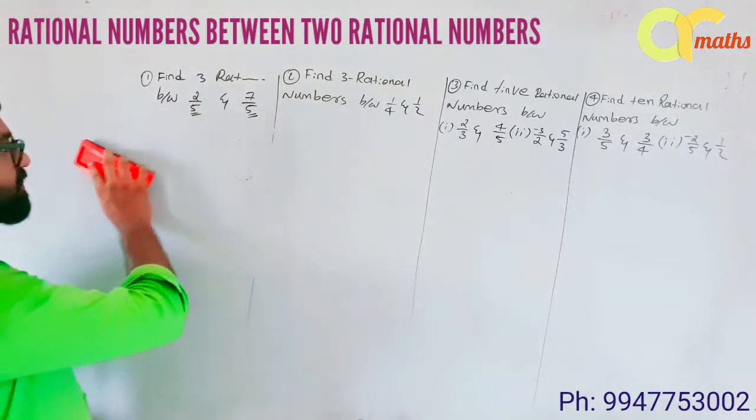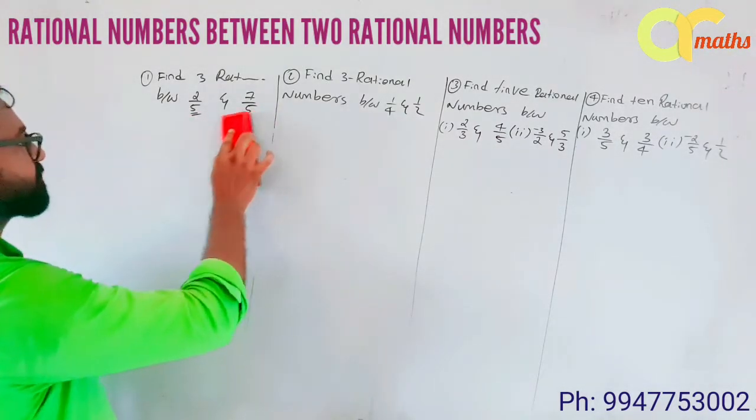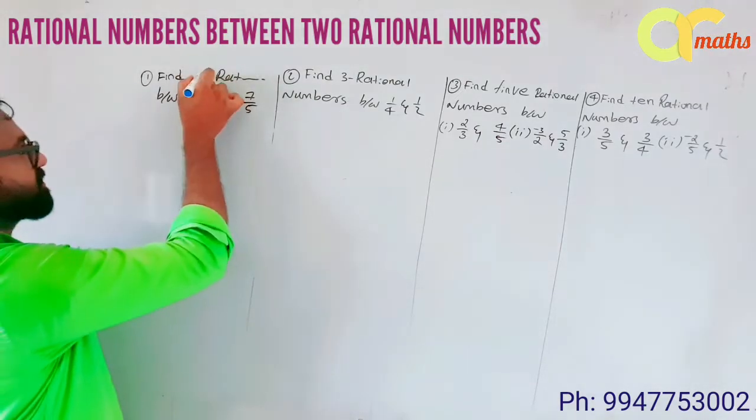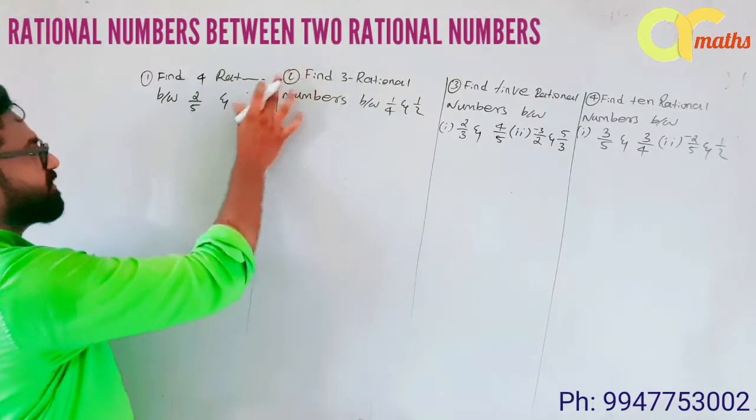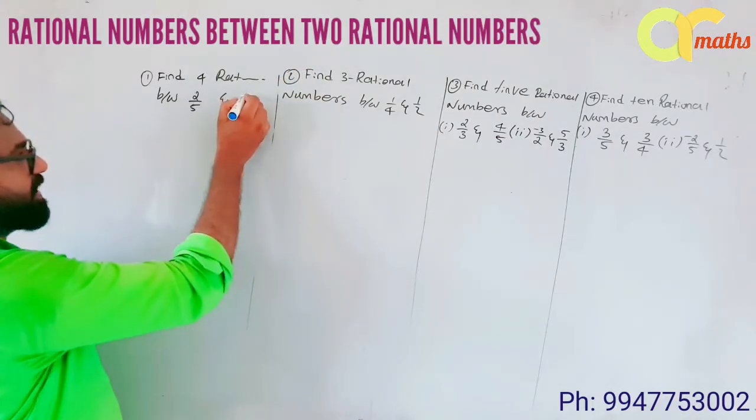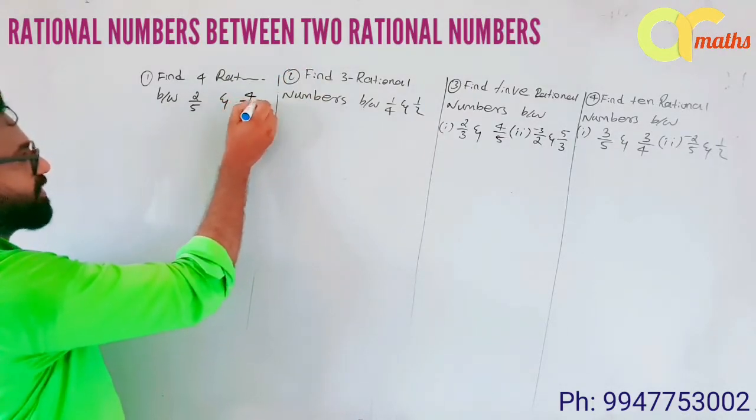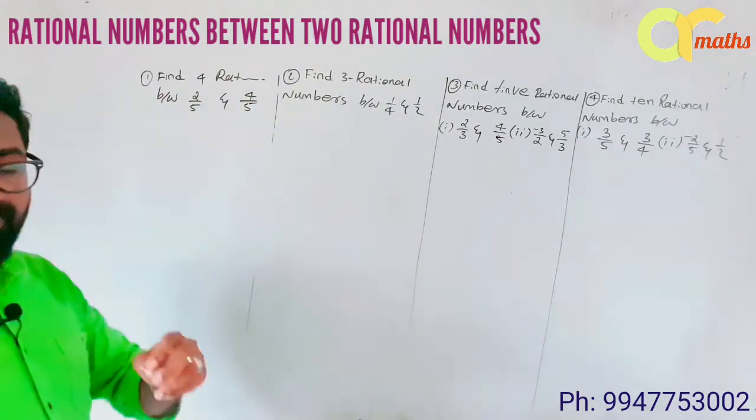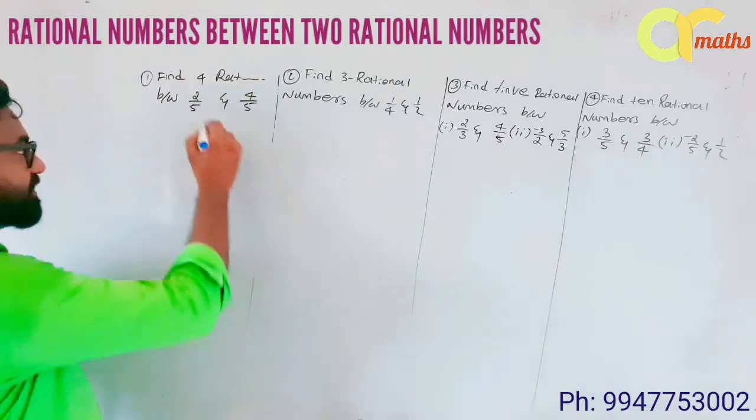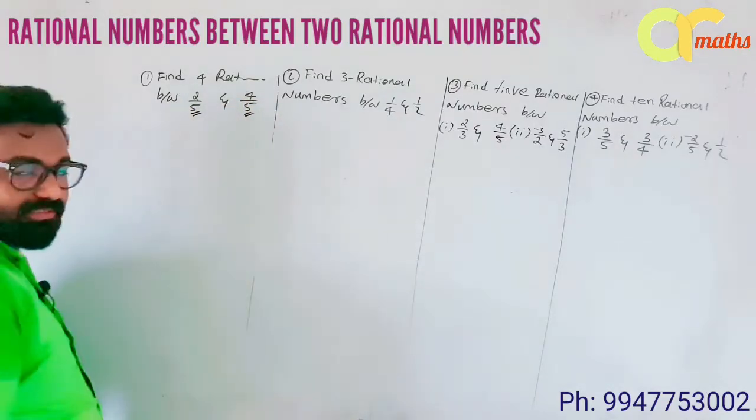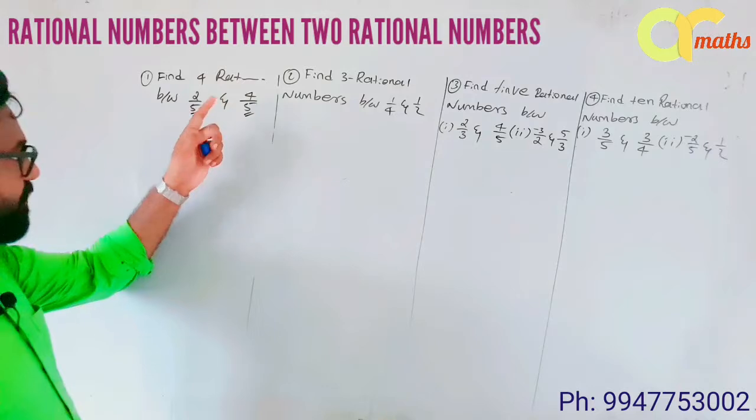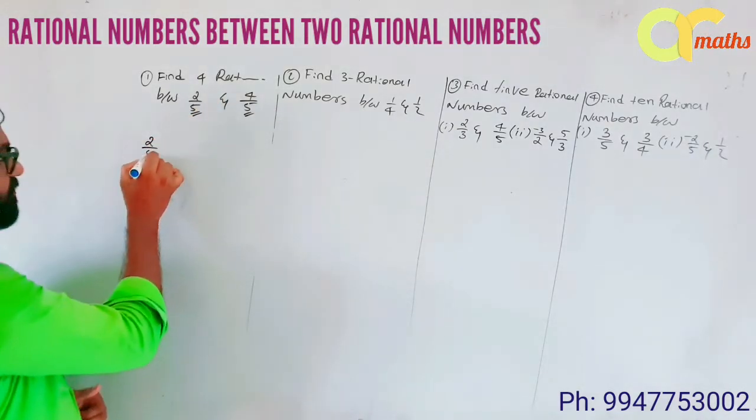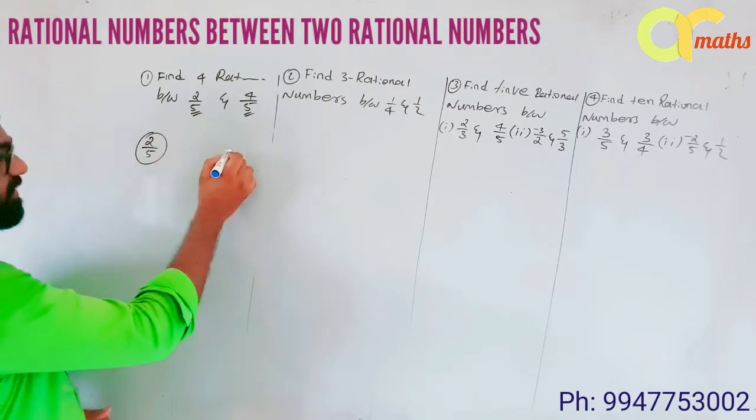Listen, suppose our question is to find three rational numbers or four rational numbers between 2 by 5 and 4 by 5. What is the first step? Make the denominator the same. So here 2 by 5 and 4 by 5 have the same denominator. So first number is 2 by 5. Last number is 4 by 5.